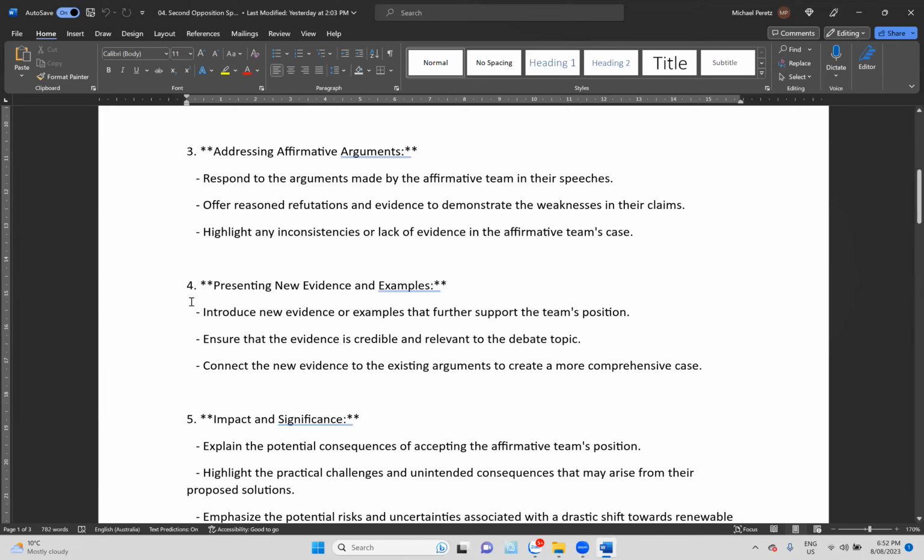Next, we want to add some new evidence and some examples. So we'll introduce some new evidence to make our team's case stronger. We're going to make sure that the evidence is credible and relevant to the debate topic. So make sure that it comes from somebody that people are going to believe, and that it has something to do with the topic. We're going to connect that new evidence to the existing arguments, again, just to make our case stronger and stronger.